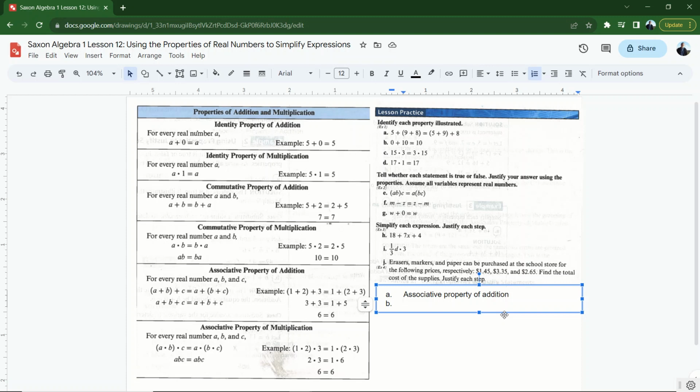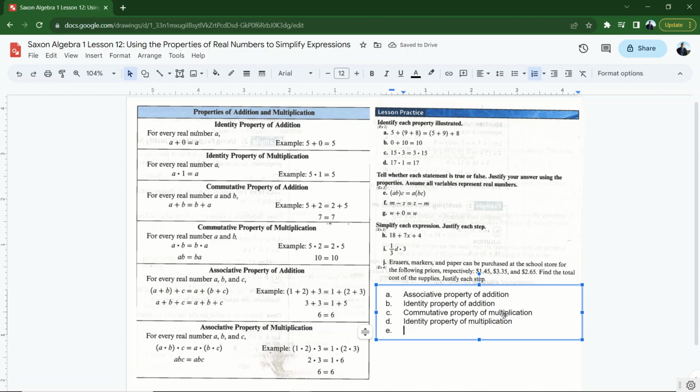Letter B, I'm adding something to 10 and still getting 10. That's the identity property of addition. Letter C, 15 times 3 equals 3 times 15. I'm actually physically switching the order that I'm multiplying two numbers together. That's the commutative property of multiplication. And then letter D, 17 times 1 equals 17. Same number in and out. That's going to be an identity property. This is the identity property of multiplication. All right, let's take a look at letter E.